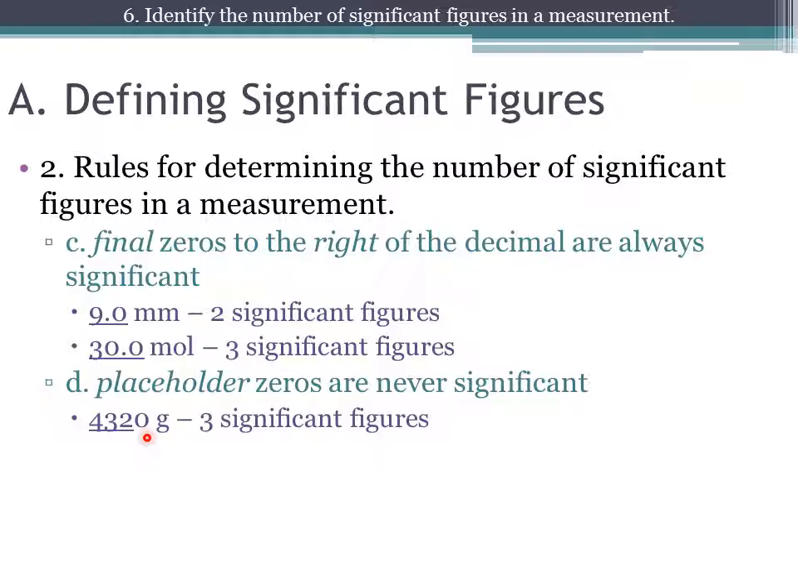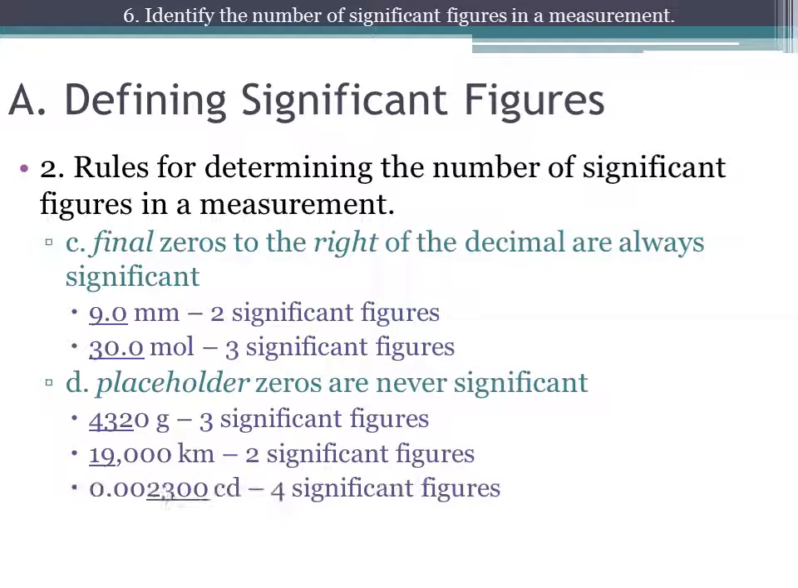Think about this. If we take the zero away, that is a very different measurement. 432 is obviously very different than 4,320. So the zero needs to be there to hold the value of the measurement, but it's not known or estimated, so it's not significant. Same thing if we had this, 19,000 kilometers. All three of these zeros are there to hold the value. They're not significant. So here would just be two sig figs.